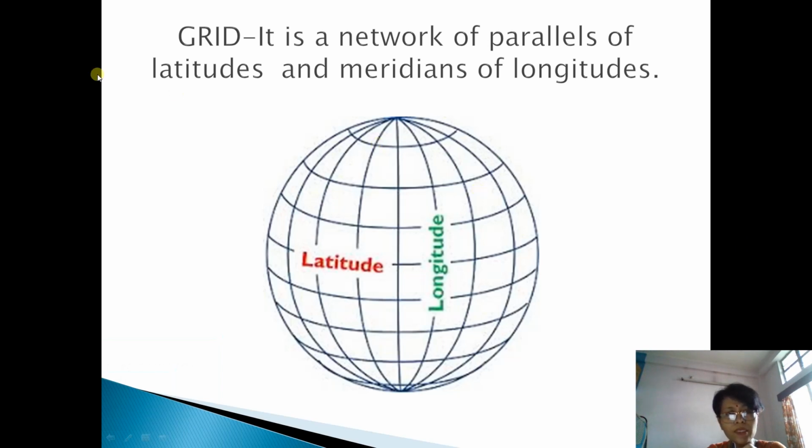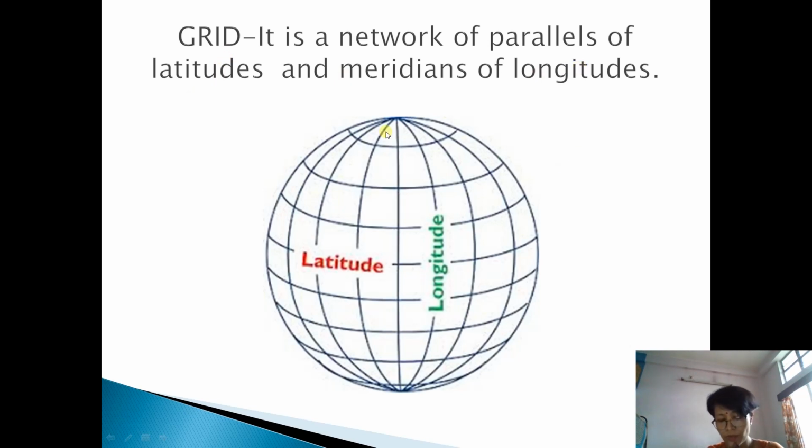At last we have seen the grid, that means latitude and longitude. Latitude means the circular lines and longitude the semicircular lines, and they form the grid. The grid is a network of parallels of latitude and meridians of longitude, which is very helpful to locate any place. If we want to locate any place on the globe easily, we have to take help of the grid, means latitudes and longitudes.